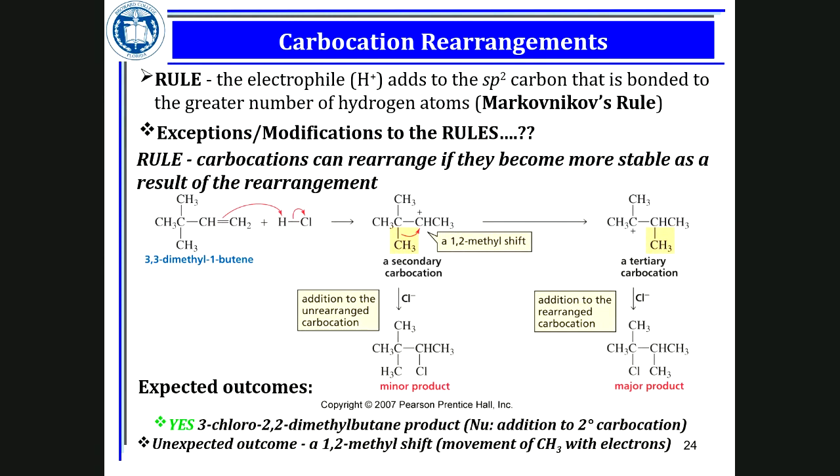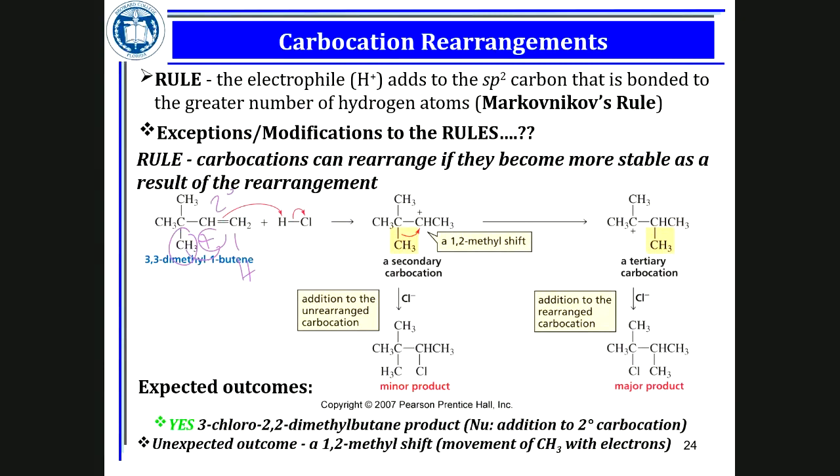What would be the final product here? The final product, if you have H added to this hydrogen, a plus charge would form on carbon 2. A plus charge on carbon 2 is secondary. There is a chance for a methyl shift here to give you a tertiary carbocation.